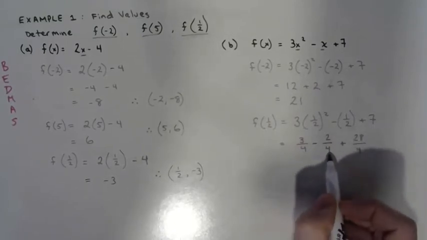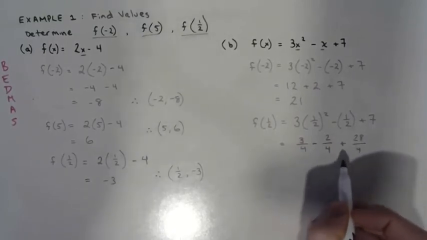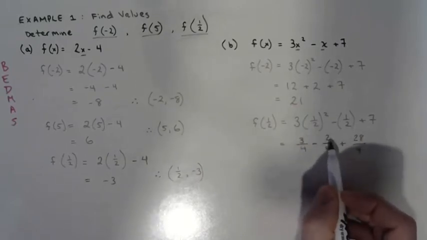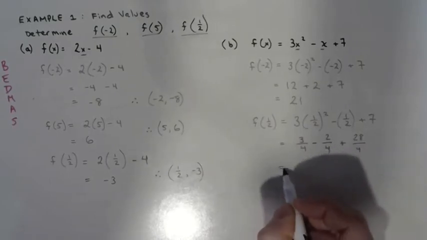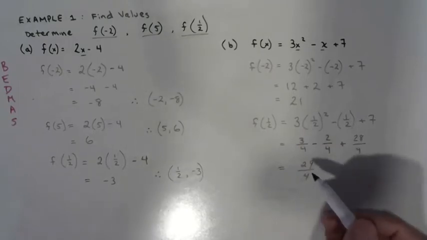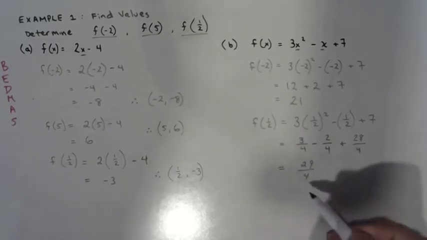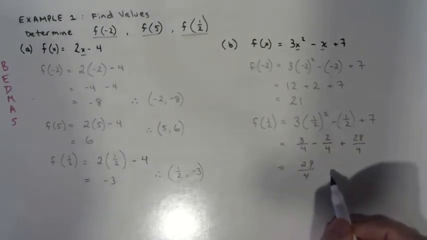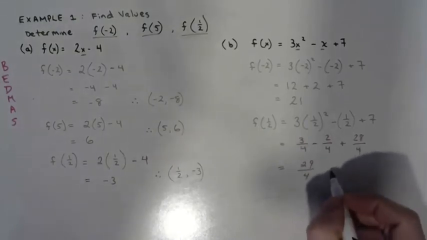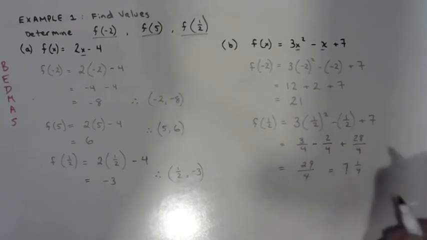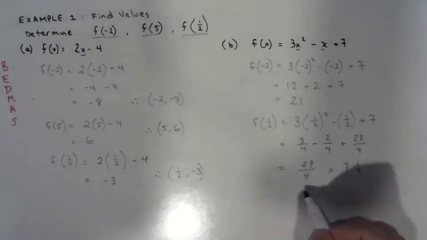And now I have all of my fractions over 4, which means I can actually add them. I'm dealing now with fourths. I have 3/4. I'm going to take away 2/4. I'm going to add 28/4. What does that get me? 29/4. 29 is not divisible by 4, so this is reduced. This is my final answer. I'm not going to convert this into a decimal, okay? I'm going to leave it as a fraction. If I wanted to, I could convert it to a mixed fraction, in which case I would have 7 1/4, but I don't need to. This is sufficient. All right.